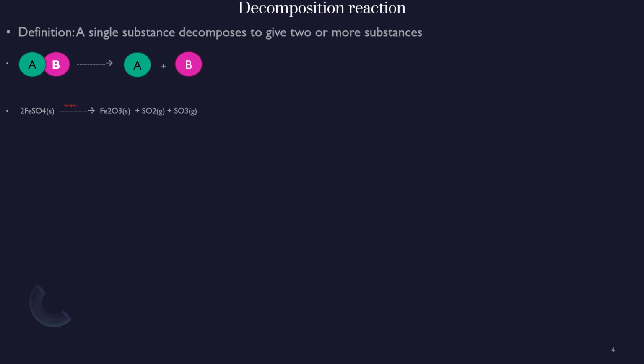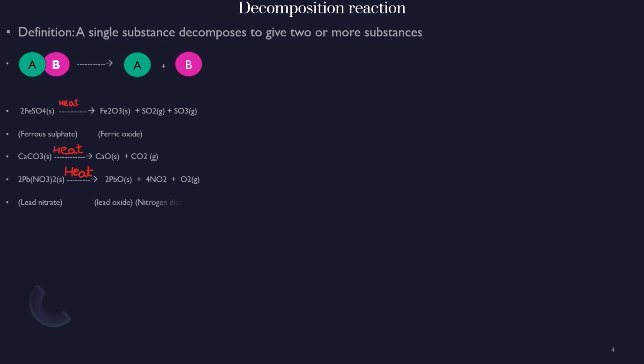See the first one: when ferrous sulfate is heated, it decomposes to ferric oxide, sulfur dioxide and sulfur trioxide. When calcium carbonate is heated, it decomposes to calcium oxide plus carbon dioxide. Next, when lead nitrate is heated, it decomposes to lead oxide, nitrogen dioxide and oxygen. And when silver chloride is placed in sunlight, it also decomposes to silver and chlorine.